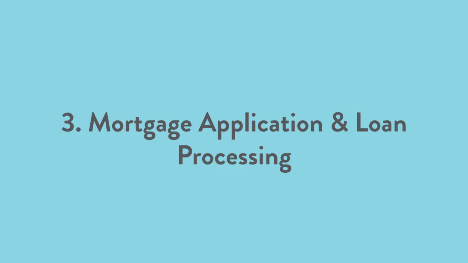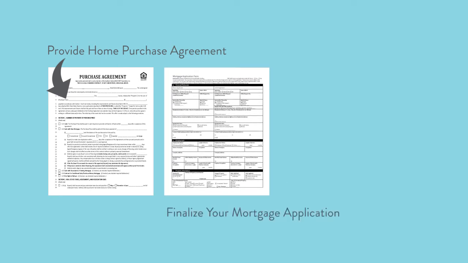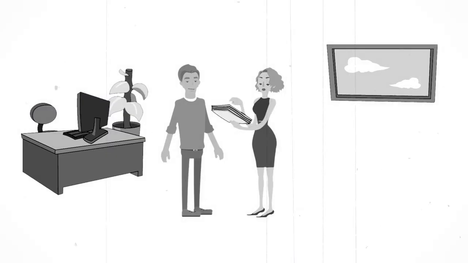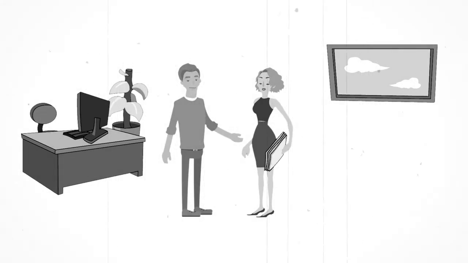Now onto the mortgage application and loan processing. During this stage, you'll provide your home purchase agreement or contract, finalize your mortgage application, and provide any additional documentation needed to begin processing your loan. Your loan originator will work closely with you to explain the required steps and request any additional information needed.